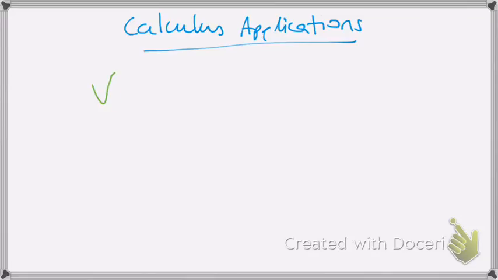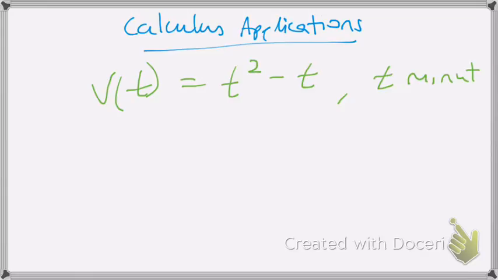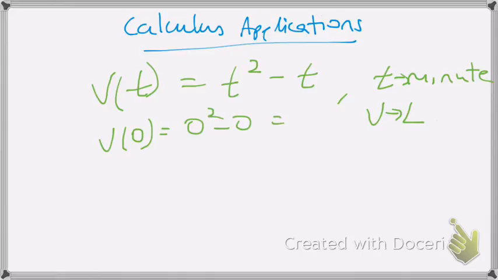Let's say that we can model the volume of water in her bowl by this equation, where t is in minutes and V is in litres. So what does that say? Well, that says that at time 0, the bowl is empty. There's nothing in there. And it also says that at time 1, the bowl is empty. There's nothing in there.